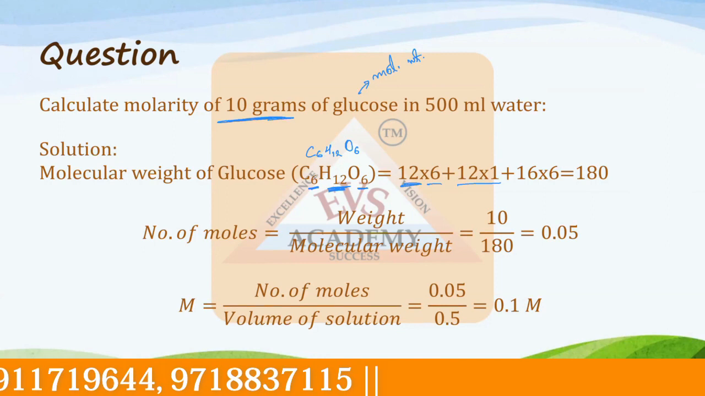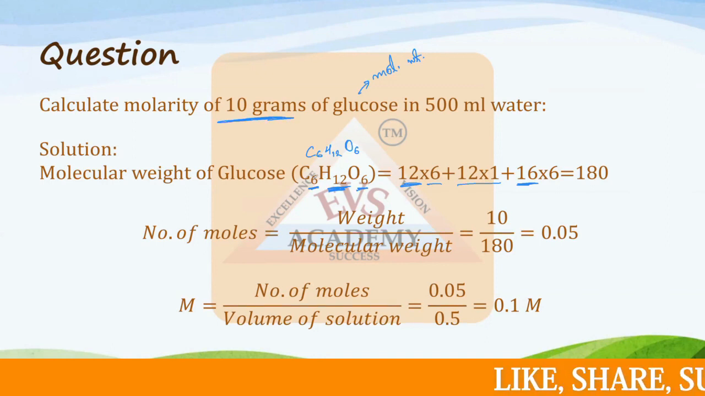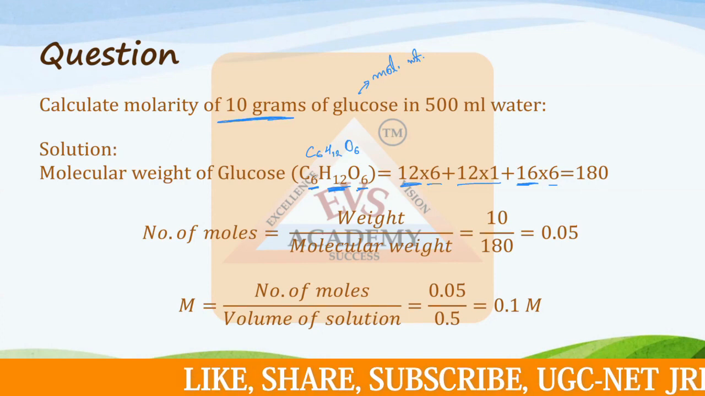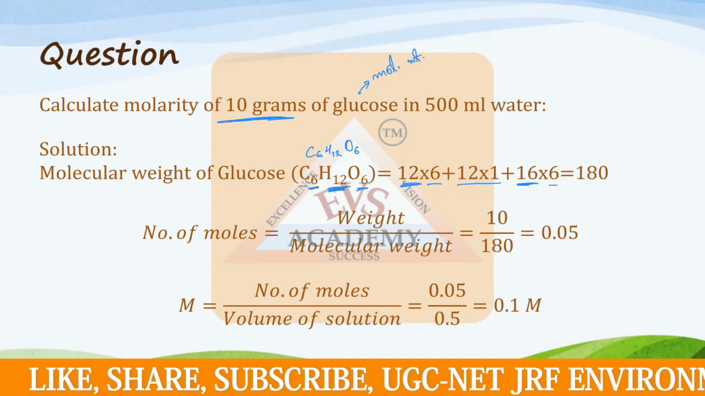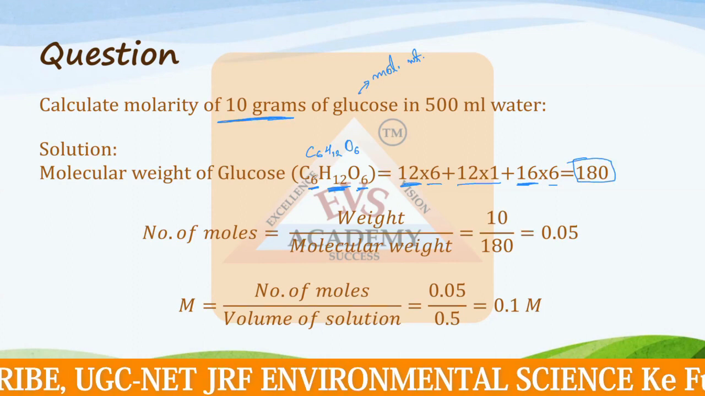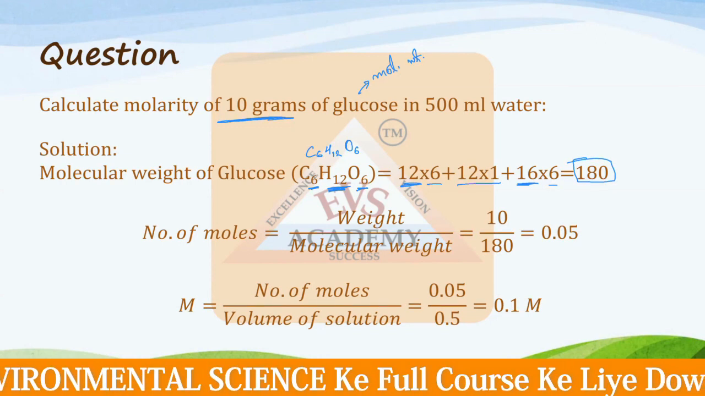So the atomic number of oxygen is 8, and 8 multiplied by 2 is 16, the atomic weight of oxygen. There are a total of 6 oxygens present, so multiplied by 6. And then just add them. 12 multiplied by 6 plus 12 multiplied by 1 plus 16 multiplied by 6 will be equal to 180. Now you have the molecular weight of glucose, which is 180 gram.